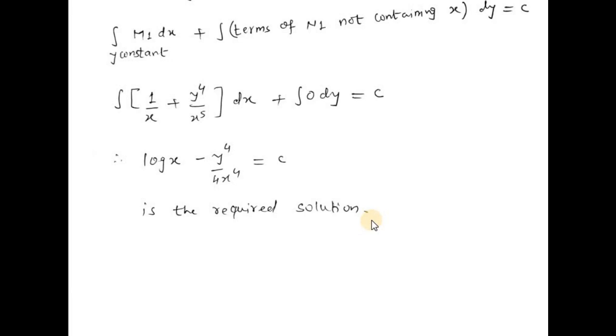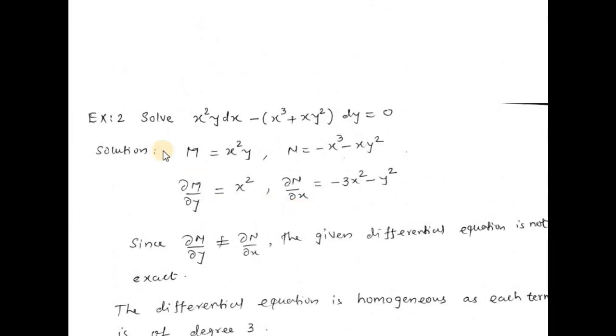Now let us discuss second example of case 4. Solve differential equation x square y dx minus in bracket x cube plus xy square dy equal to 0. So first of all we will compare the given differential equation with m dx plus n dy is equal to 0. So m will be x square y and n will be minus x cube minus xy square.